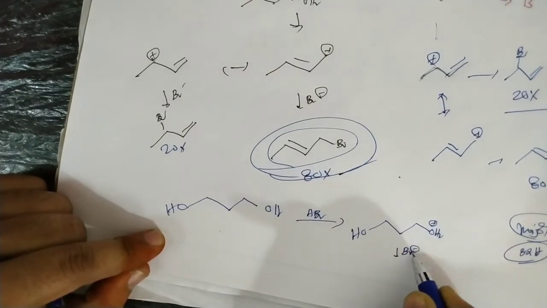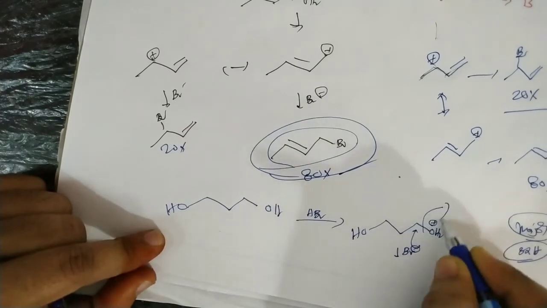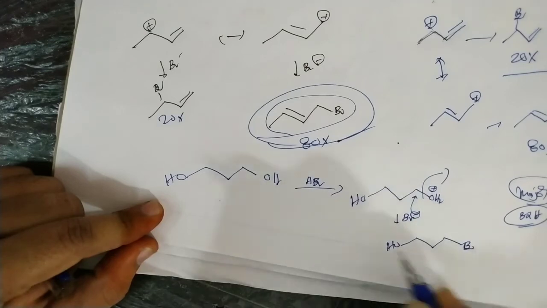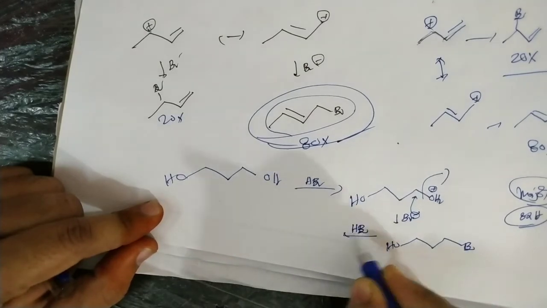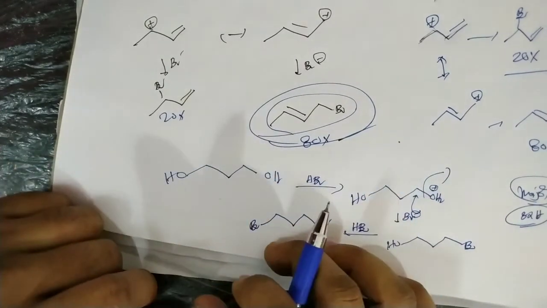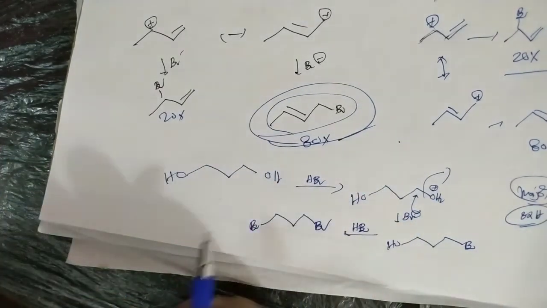So here that Br minus attacks on this carbon, with the water leaving. So OH here, Br. And again the same process is repeated, so we'll get the dibromo compound in an SN2 manner. Okay, the point is SN2 manner. There is no rearrangement actually.